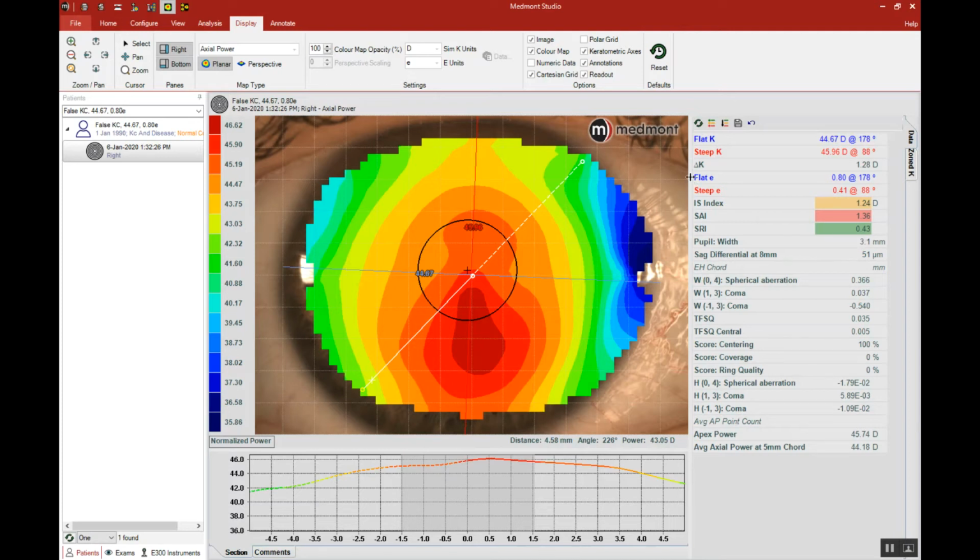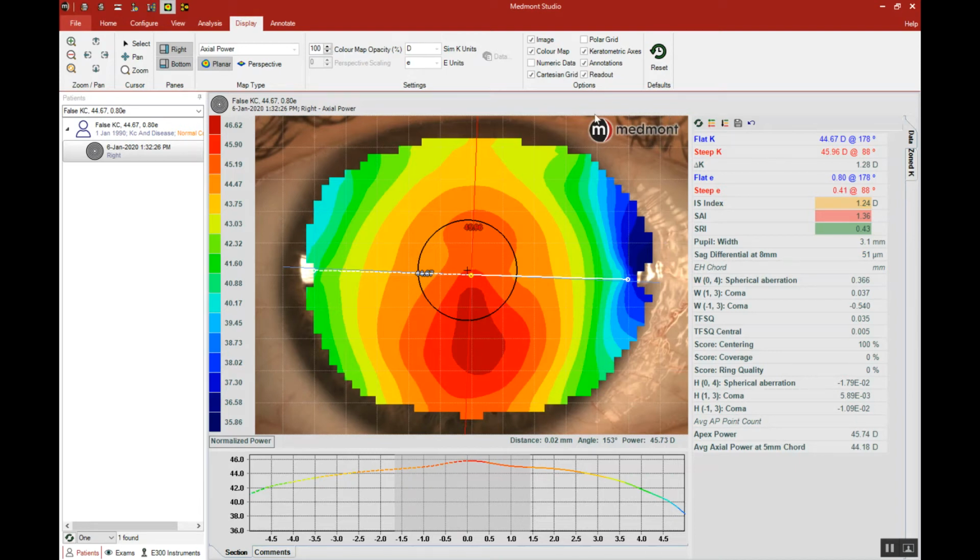Another index that's less commonly used is the eccentricity. Eccentricity is a measure of the change from the center of the cornea to the periphery. The higher this rate of change, the flatter the peripheral cornea is becoming. A normal rate of corneal flattening with the Medmont is approximately 0.65, and this patient has a slightly higher rate of flattening across the flat meridian of 0.8. This can also be an indication of disease.